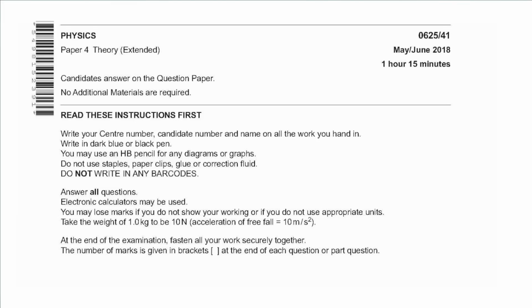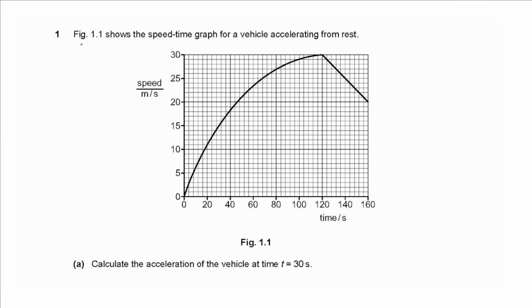In this video I will be solving the paper 4 exam for May-June 2018 variant 1. So let's get started. Question 1 says figure 1.1 shows a speed-time graph for a vehicle accelerating from rest. Part A says calculate the acceleration of the vehicle at time 30 seconds. So this is 30 seconds.